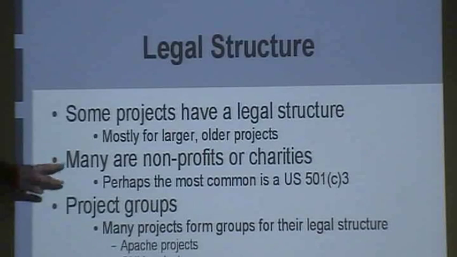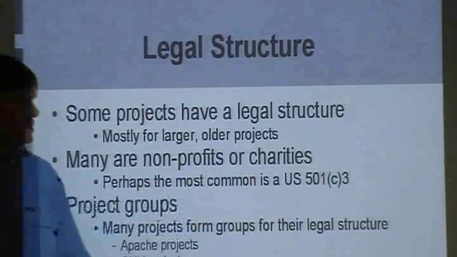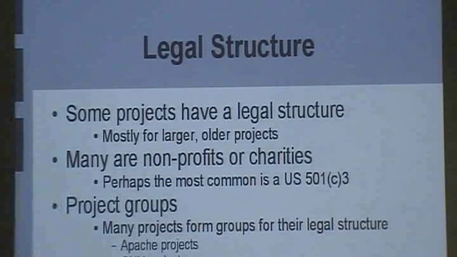Many of them are non-profits or charities. The most common, as I've mentioned, is a US 501c3, which is a particular legal structure in the United States, which is a non-profit organisation that exists under some very particular rules as to what the non-profit is allowed to do. And it's probably the most common legal structure when a free software project has a legal structure. There are some other variants that are also quite widely used.